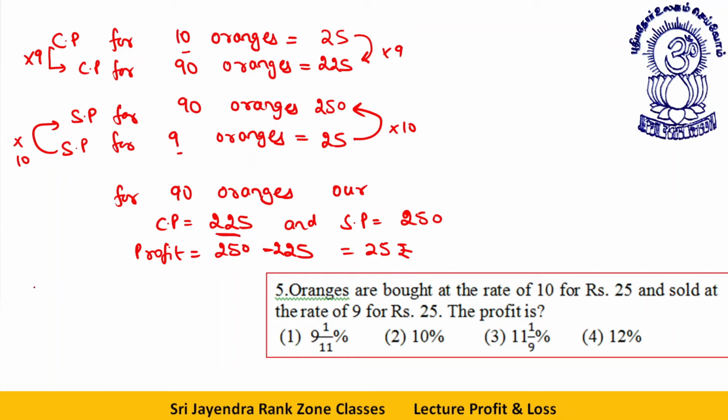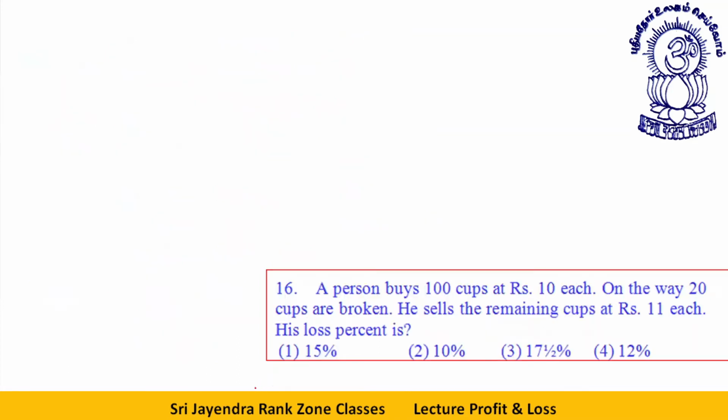CP is this. So profit percent is equal to how much? 25 by 225 into 100, or I can say 100 by 9%. I have told you many times this is 11 1 by 9%. Okay, dear students, you can just have a look at it. Let me take one more of this type, then I'll move to the next type. This is the last of this type.